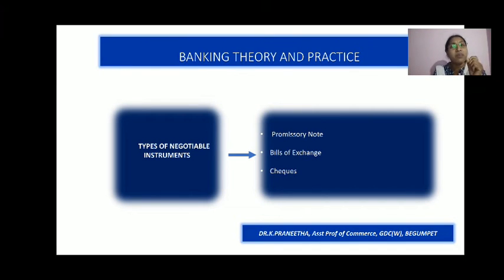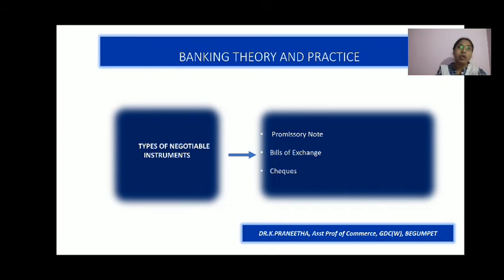Next one is signed by the maker. The promissory note has to be signed by the maker of that particular note. And the other feature is adequately stamped. A promissory note must bear necessary stamps as specified under the Indian Stamps Act and has to fulfill the formalities like the number, date, place, and consideration. So, these are all the features of a promissory note.